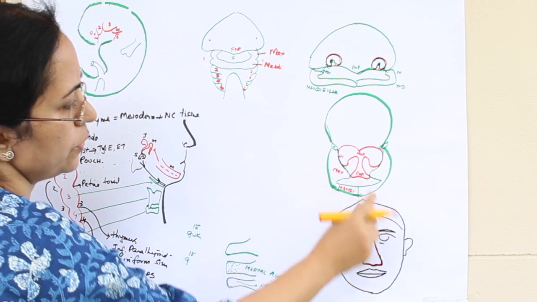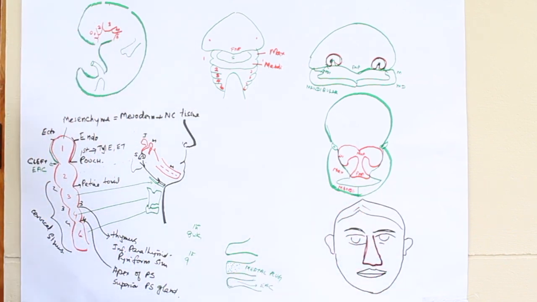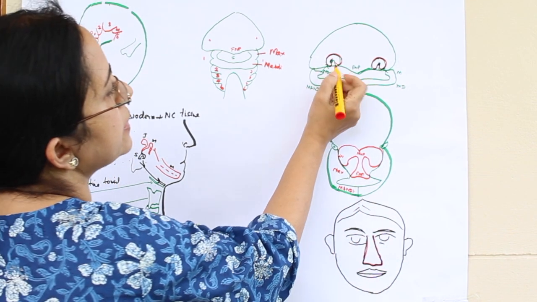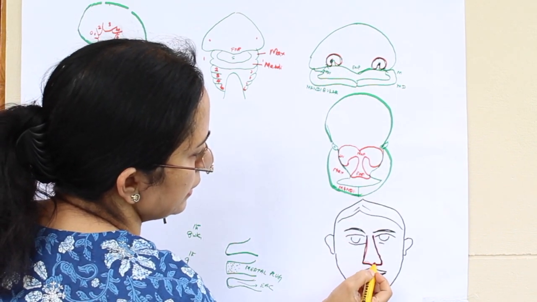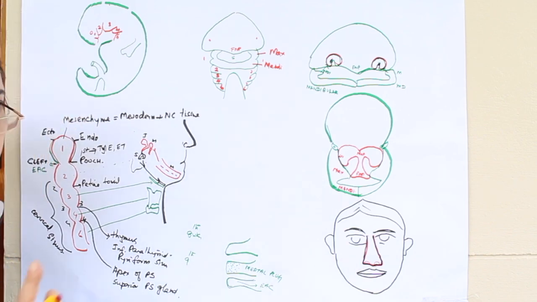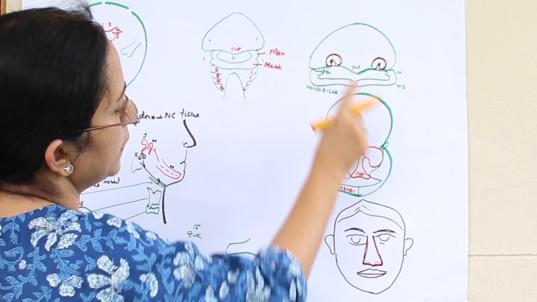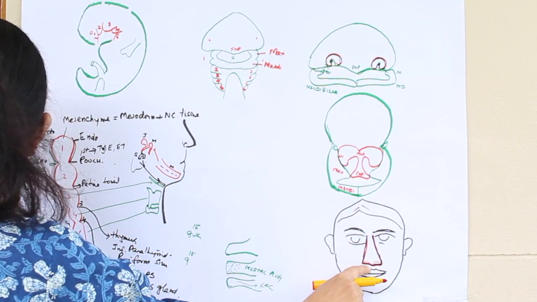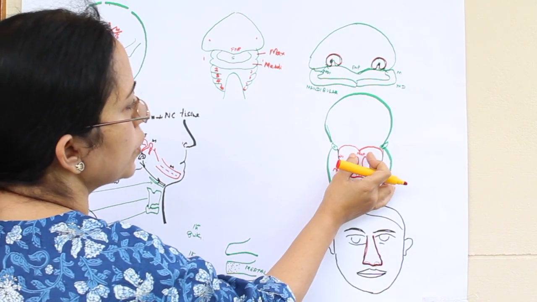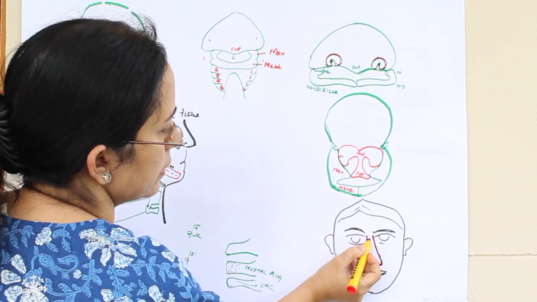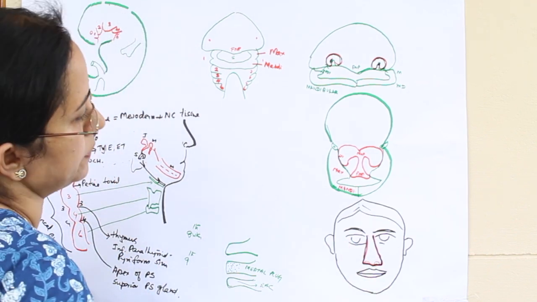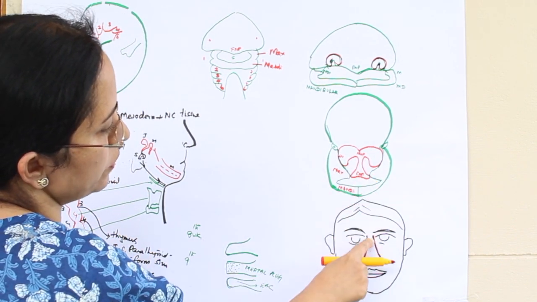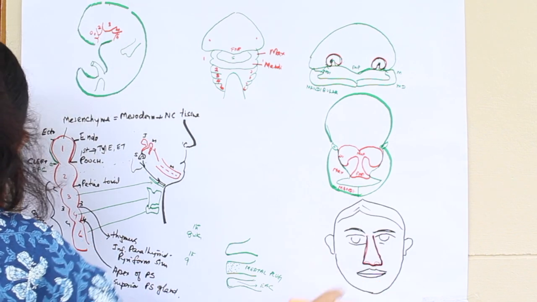Okay, so after fusing, what happens? From the olfactory pit, here was the olfactory pit, they are forming the nasal cavities. The olfactory pit goes into the nasal cavity. And both medial nasal processes come and attach and form the primitive nasal septum. So this medial nasal process forms the primitive nasal septum.